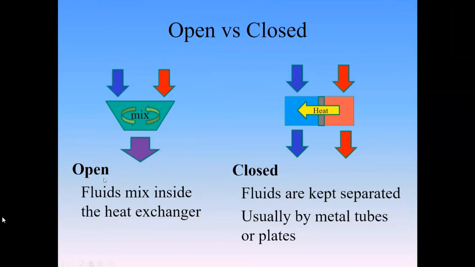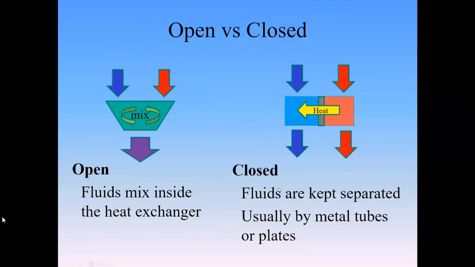An example of that might be a faucet on your sink. We mix together a hot and a cold flow, and we can adjust the amount of hot and cold water going in, and all of it gets combined at the end in order to produce warm water coming out. Okay, so that would be a good example of an open heat exchanger.